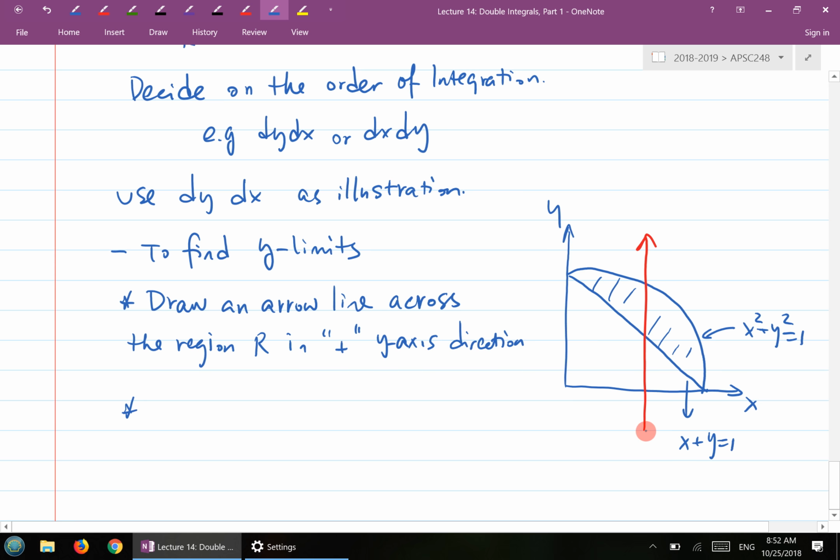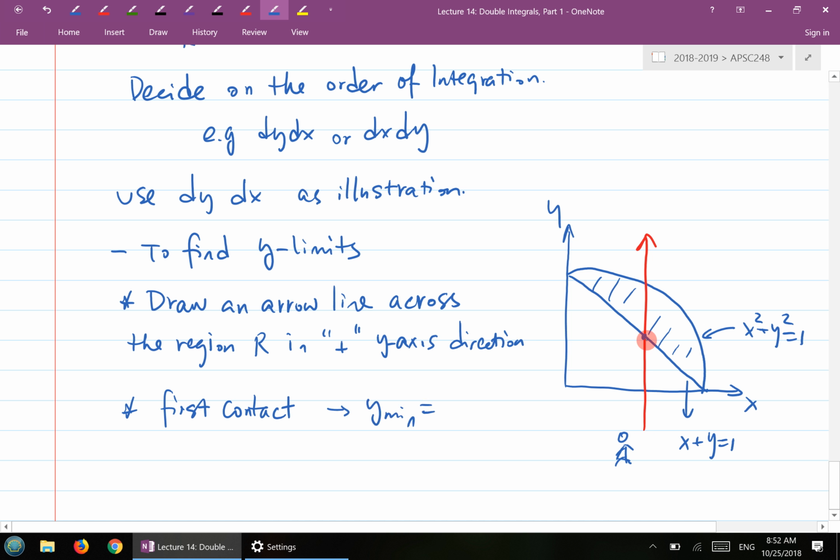Then you go along the arrow line that you have just sketched. This is going to be a vertical line here. Consider yourself just walking along it. Somewhere you will come across the first contact with this region R. As you go along from the bottom to the top, the first contact gives me the y min.